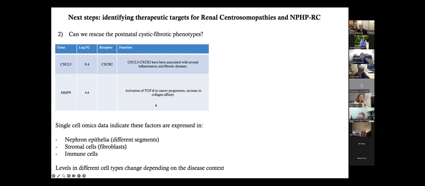On the flip side, two of the most upregulated pathways that came out of our postnatal fibrocystic kidney disease stage was this cytokine receptor axis, CXCL5, CXCR2. It's been heavily associated with inflammation and fibrotic diseases in lots of organs, including in the kidney with regards to AKI and CKD, but it hasn't been studied in the context of nephronophthisis or the NPHP-RC. But it's really one of the most highly upregulated signaling pathways in our knockouts. And MMP9 is a matrix metalloprotease, also implicated in cancer progression and fibrosis, also implicated in the kidney in AKI and CKD, but not in NPHP or NPHP-RC. We've mined the single cell omics data. They're expressed in nephron epithelia, in the stromal cell fibroblasts, in immune cells. So it can be in multiple different cell types.